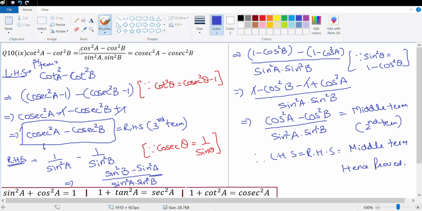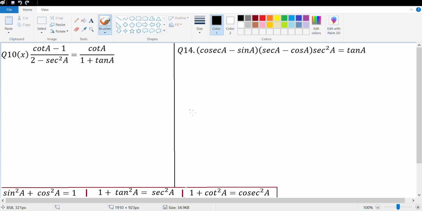Good. Let's look at the last 2 questions from this exercise that we do, which is question number 10, part 10.